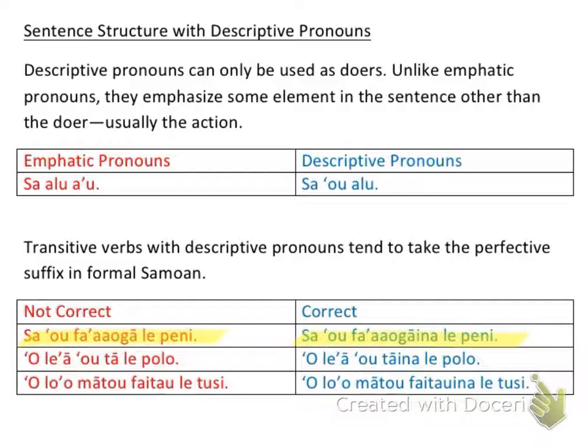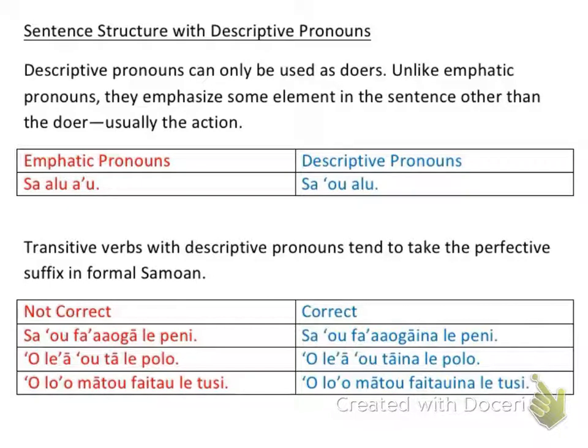And the way that you do that is you go back and you rewatch my videos, or you note how people are saying things and you say, oh, okay, they say it a little bit different than I do. I'm going to add that ina at the end, okay? Or something to that effect, okay? Also, a couple other examples, you wouldn't say olea o ta le polo, you would say olea o ta ina le polo, okay? And another example would be olo o mato faitao le tusi and olo o matao faitao ina le tusi, okay? So that's some cases that you'll note that a lot of times you do use the perfective aspect when you have transitive verbs.